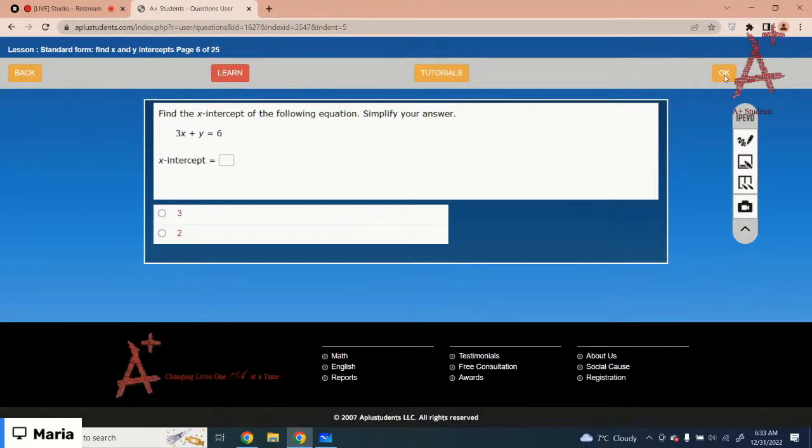Find the x-intercept of the following equation. So you have to find the x-intercept, so you have to replace the y variable with a 0. So 3x plus y equals 3x plus 0 equals 6. Divide both sides of the equation by 3, then x equals 2. The correct option is 2. Just select the correct option and click on the OK button.